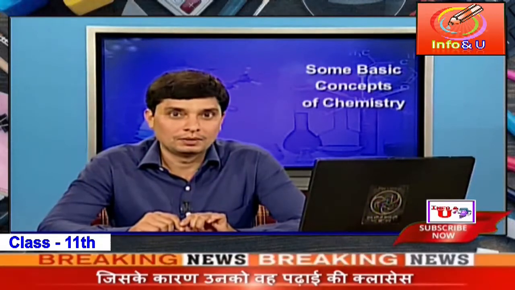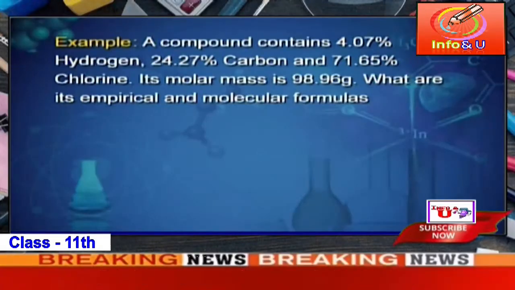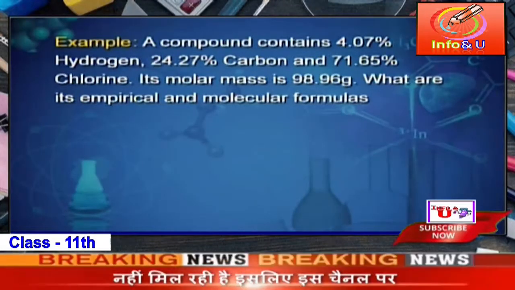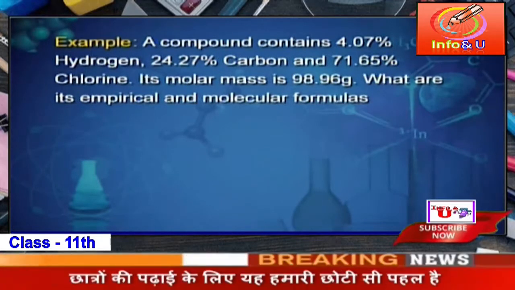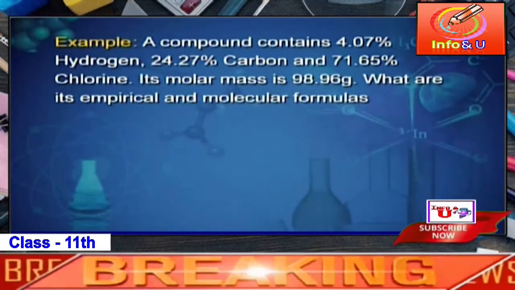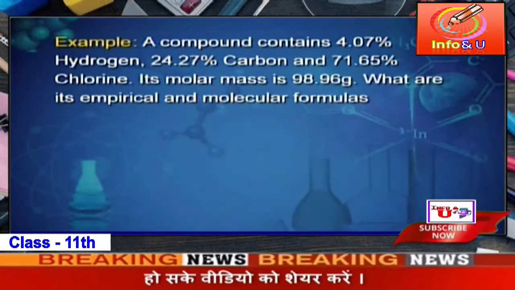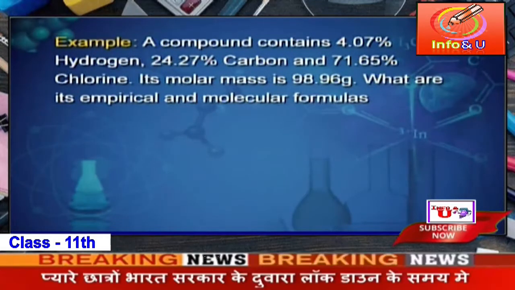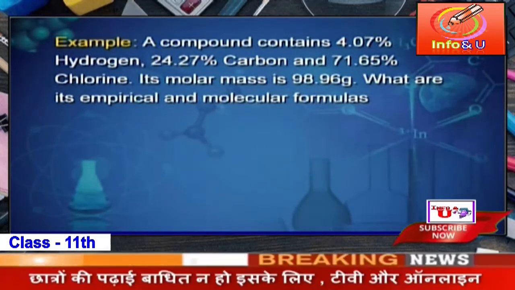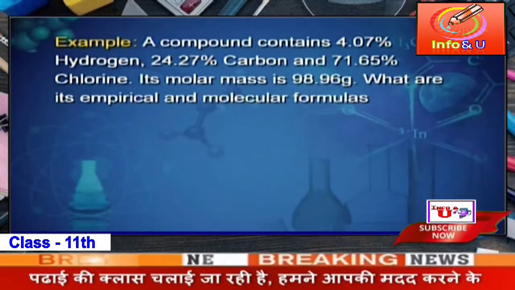We will take one example. A compound contains 4.07% hydrogen, 24.27% carbon and 71.65% chlorine. Its molar mass is 98.96 grams. What are its empirical and molecular formulas? We will solve this stepwise.